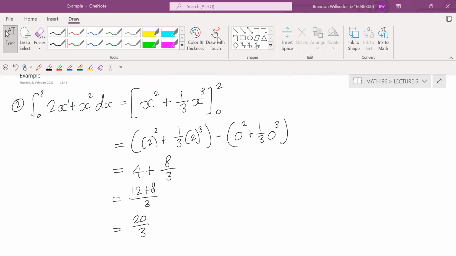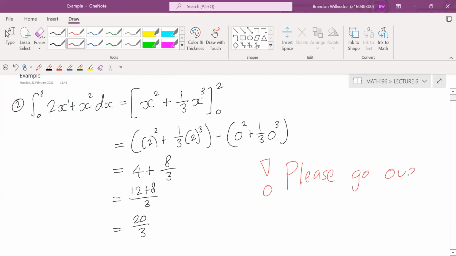It's really not too complicated. But you see that this method is still much better than using the limits of a Riemann sum, provided that you can find the antiderivative. So just a little emphasis here. Please go over your antiderivatives.